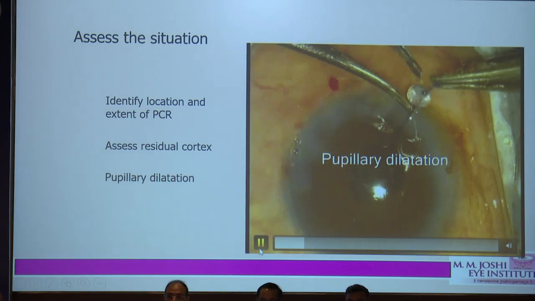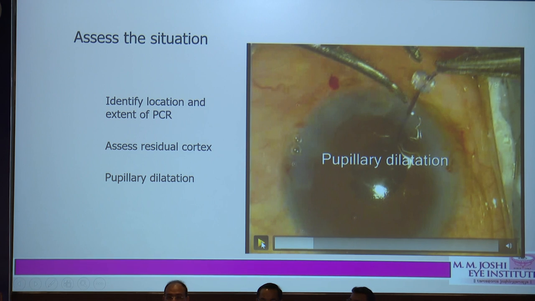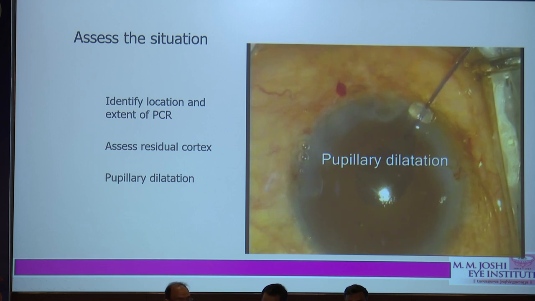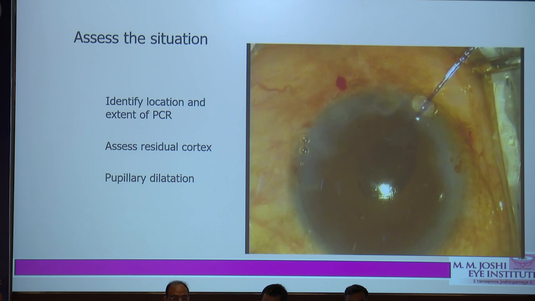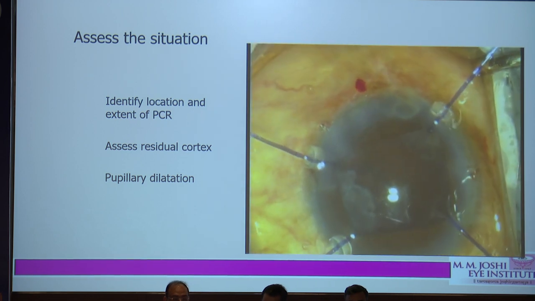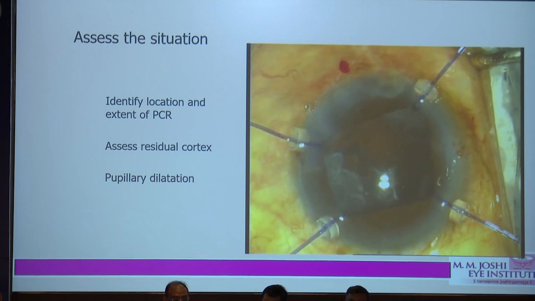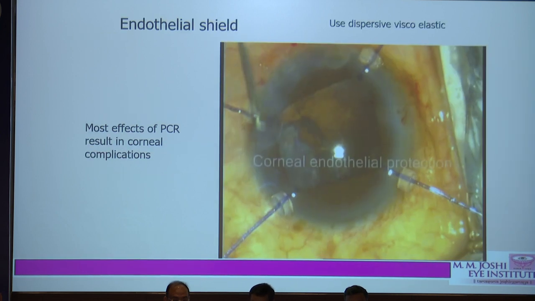So coming to whenever we have a PC rent, I'm sure you people are managing it very well. But I would just like to add a few points from the vitreoretinal point of view, what we request you to do so that it will be better for us in case of handling. So assessing the situation here becomes very important. Identifying location and the extent of the PCR. In case there is any constriction, if it doesn't dilate with epinephrine or any other things, then I don't think we should hesitate to use iris hooks or whatever kind of pupil expanders you prefer. And assessing the residual cortex and pupillary dilation, avoiding multiple surgeries is one of the most important points.